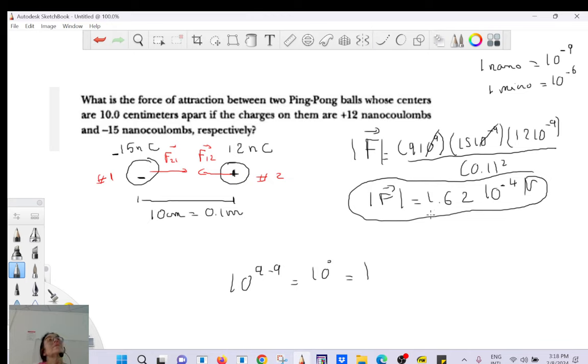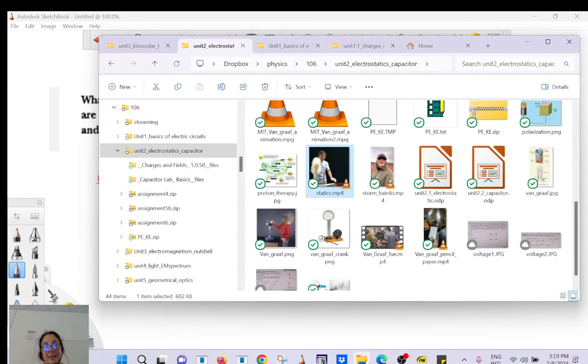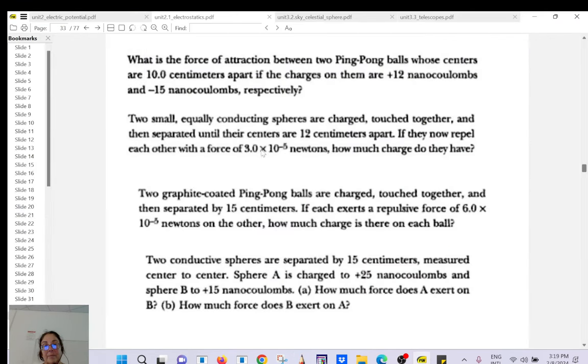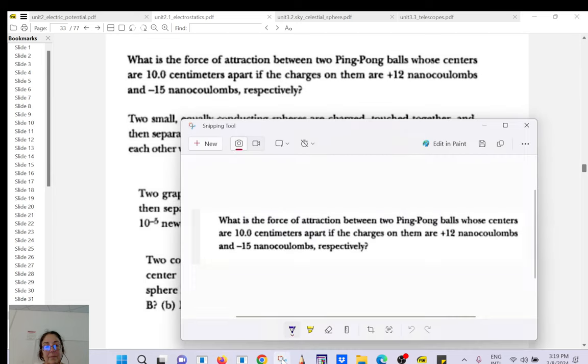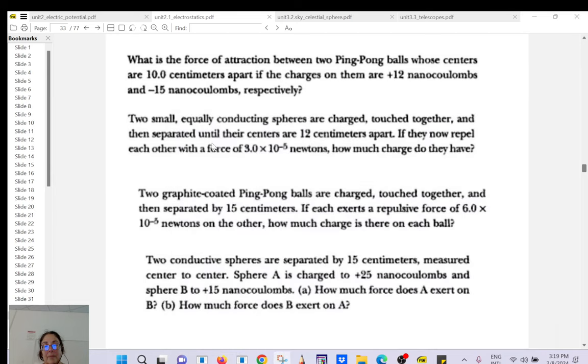Any question? So the trick is, each time you see nano, you're going to remove the sticker and put 10⁻⁹ instead. It's like a sticker. Let's see. Any question?